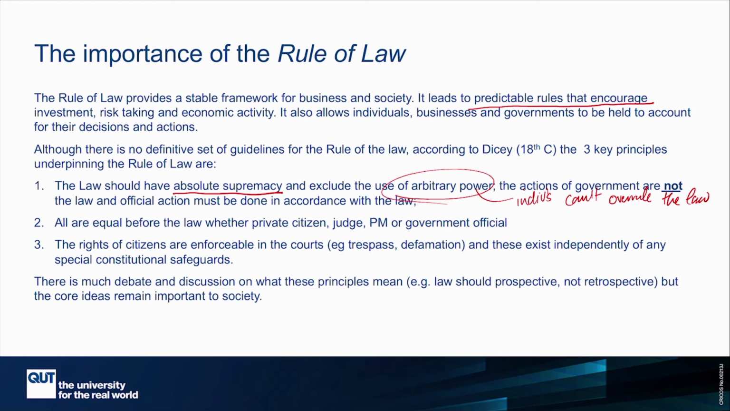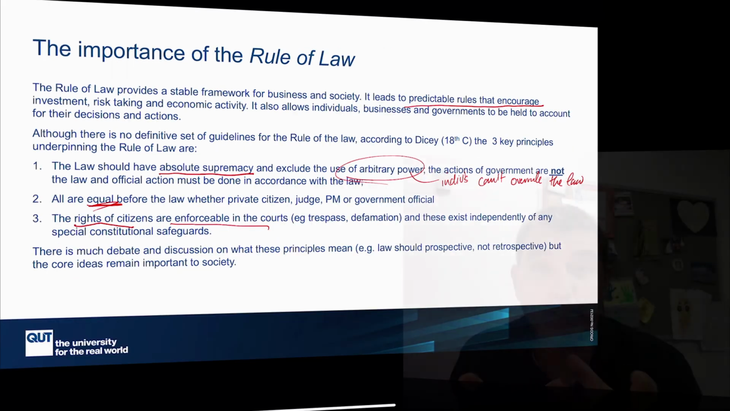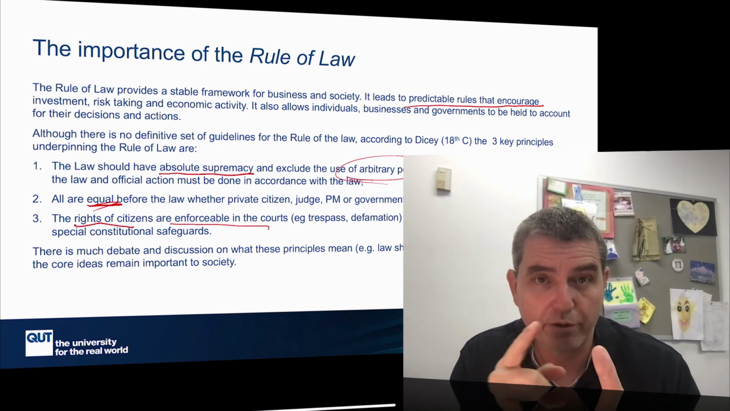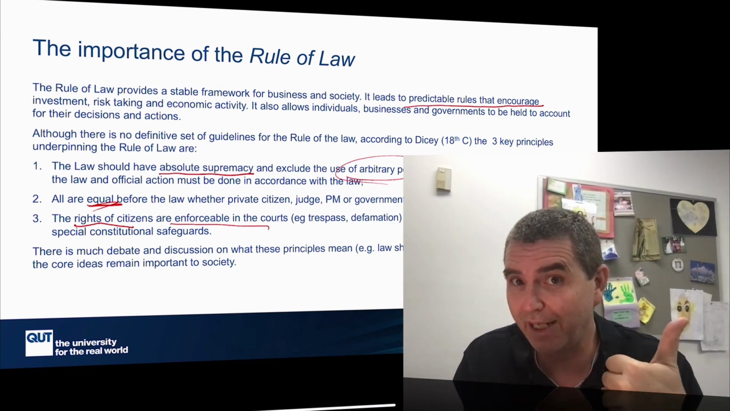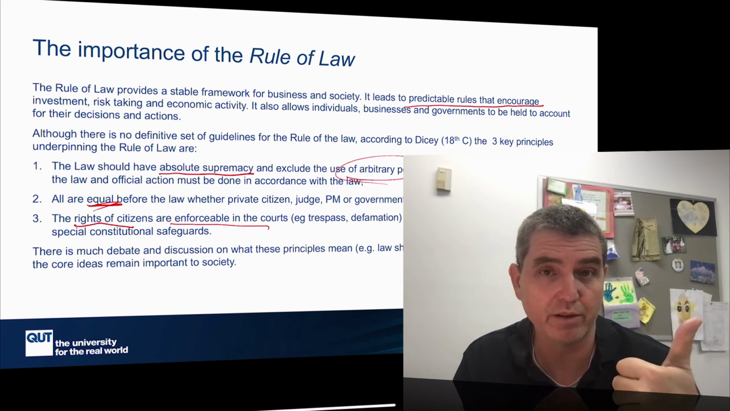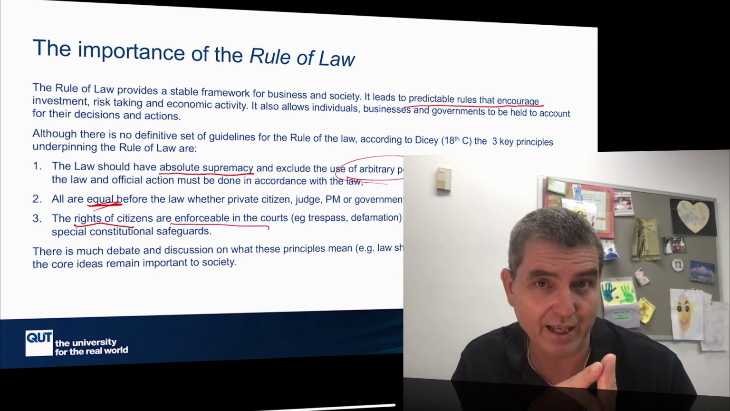The second thing is that everyone is equal before the law. Okay? So that means that it doesn't matter whether you're a judge, the prime minister, or a government official. The law applies to you, irrespective of your position. The third thing is that the rights under the legal system are enforceable in the courts, and these exist independently of any constitution. So in essence, the rule of law is saying the rules are supreme, not any individual or group of individuals who can change the rules. The rules are supreme.